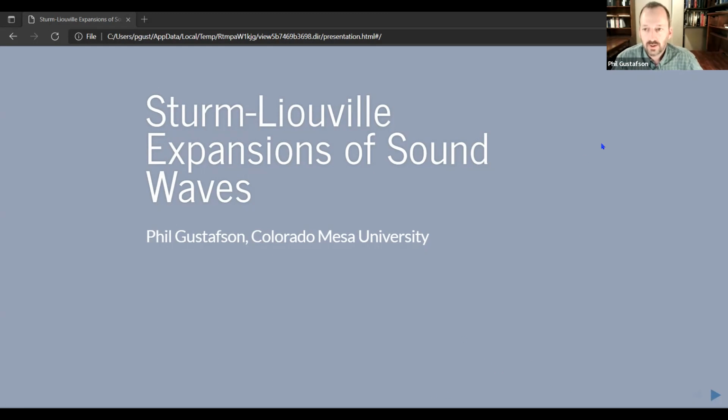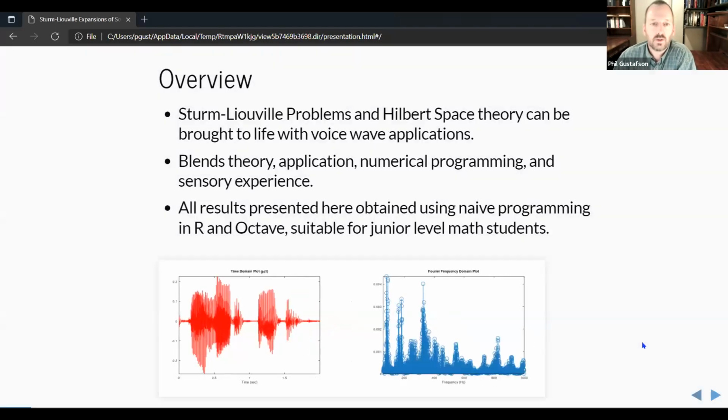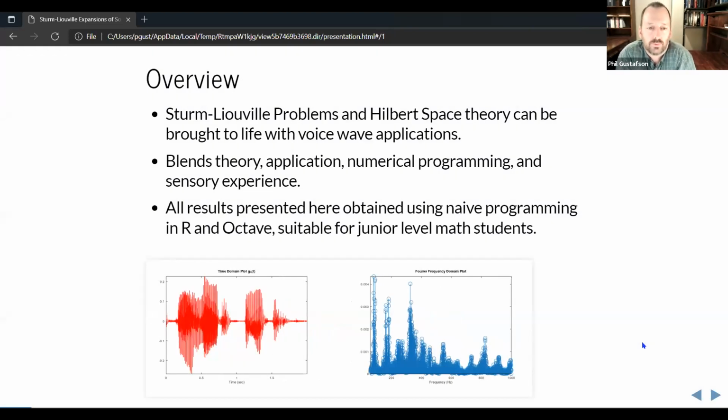All right, so today I'm talking about bringing Sturm-Liouville theory alive for students using voice wave applications. I like to try to blend together theory and application whenever I can with some sensory experience, in this case listening to the results of the mathematics, and some numerical programming as well. All the results presented here are obtained from programs that I've written using a very simple, naive programming style in R and Octave.